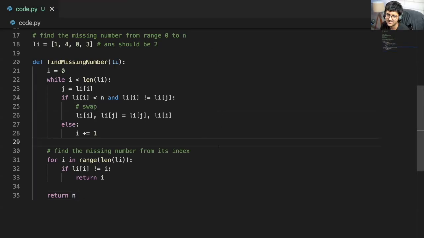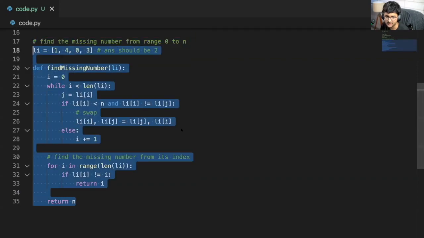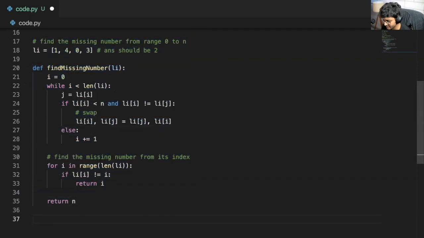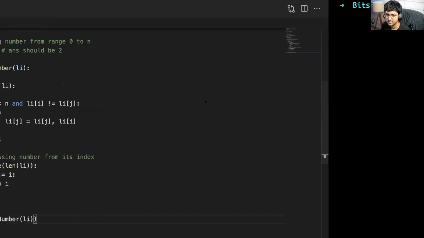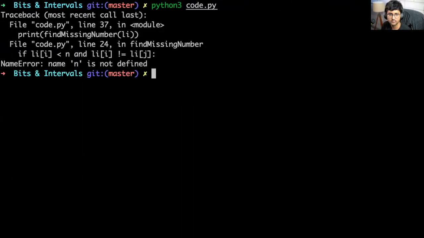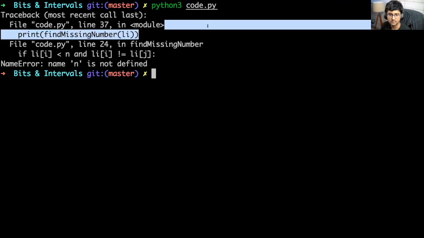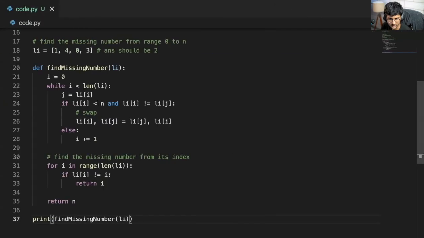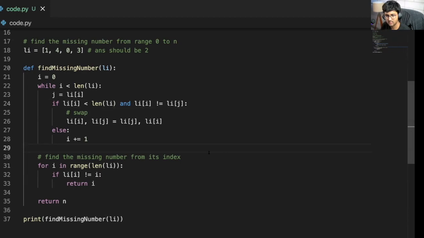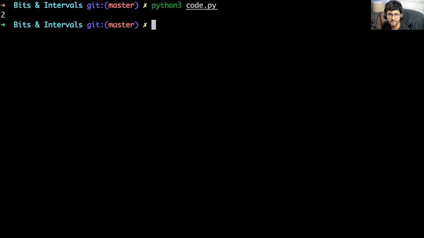Okay, that was it for today. This is pretty much about it. If you want to run it as well, you can run it. Print find missing number. This should give me 2. Obviously, we are getting an error. n is not defined. Sorry, length of the list. You're getting 2. Make sense? Nice.